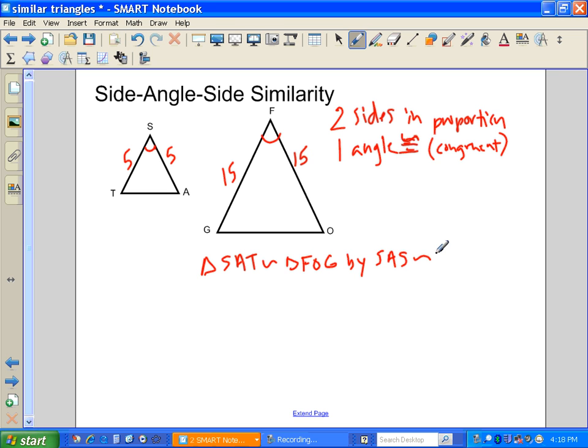As a point of note here, the angle that has to be congruent must be what we call included between the two sides that are in proportion. Notice when we say side, angle, side, the angle is sandwiched between the two sides. It literally must be in between the two sides.